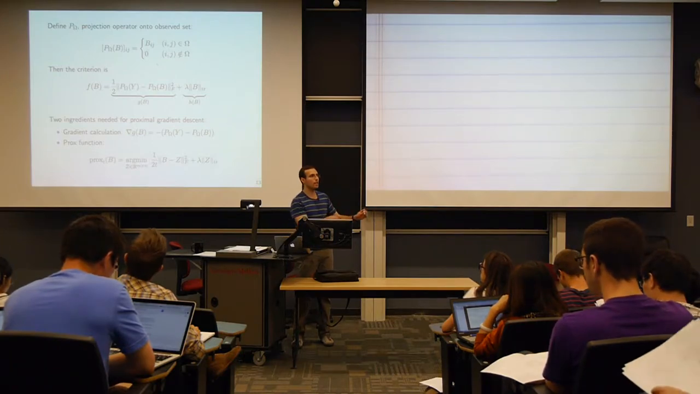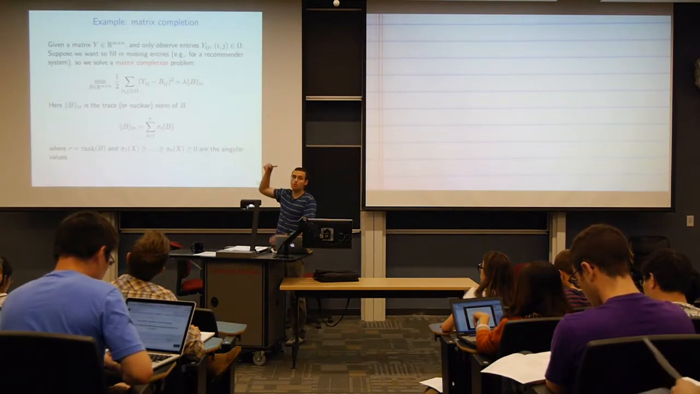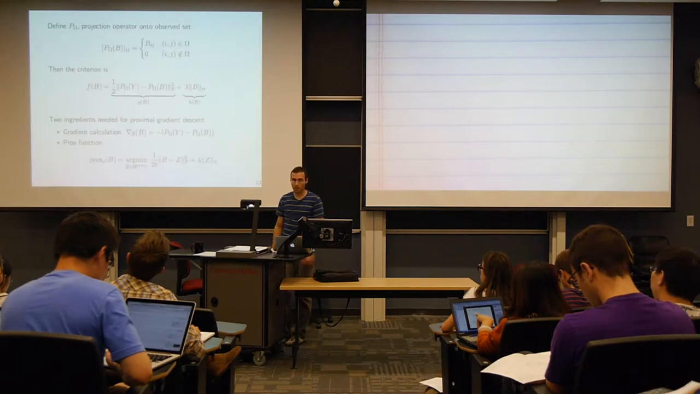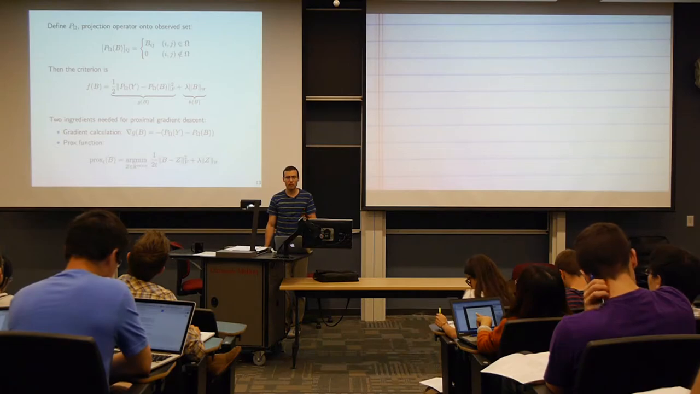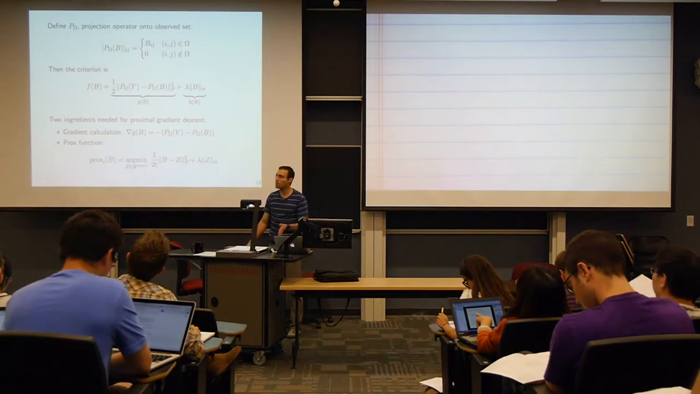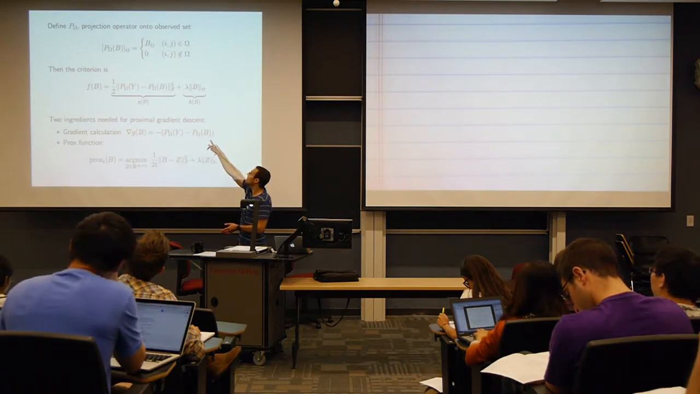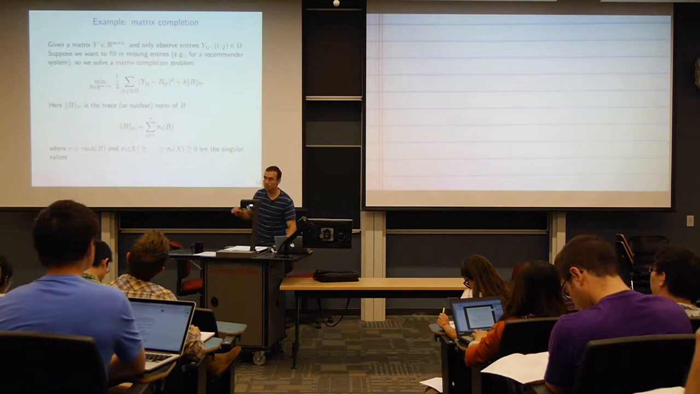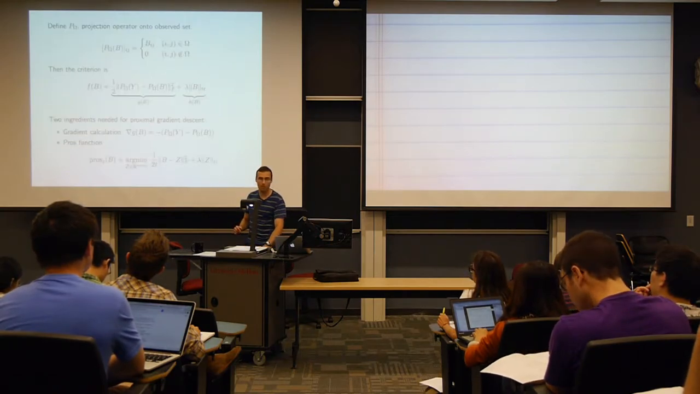Okay, so it just zeros out the entries that were unobserved in the original matrix Y. But you can pass it any matrix, and it'll do that. So with that notation, I can think about my criterion as the sum of two terms. The second term is just lambda times the trace norm of my optimization variable B. The first term, I've rewritten this sum of squared differences over the observed set in this notation.